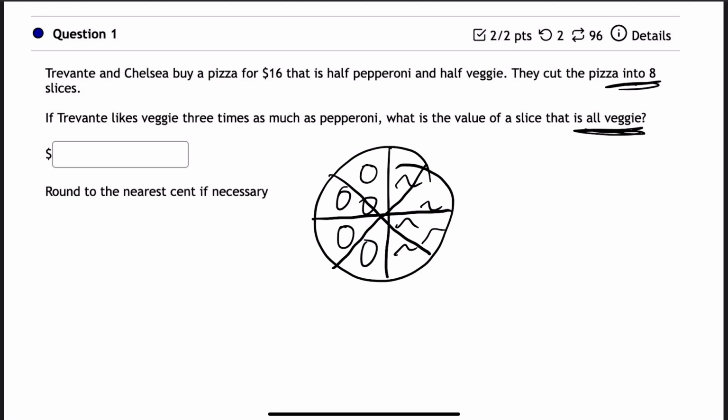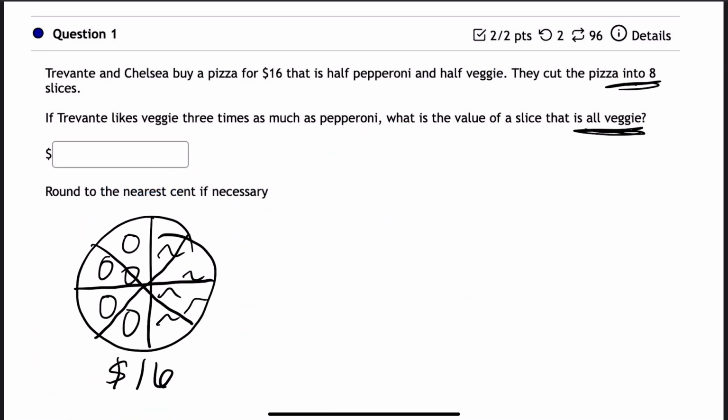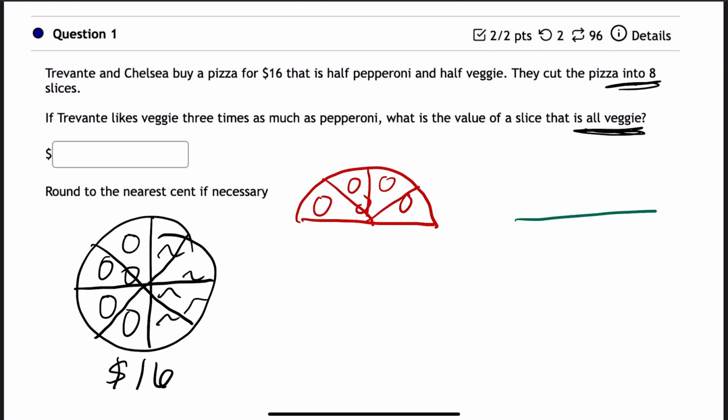And so if we think about each side of the pizza, we know that this pizza total is $16. But we want to think about each half individually. So if I think about the pepperoni, here's a quick little picture of what that might look like. And then I think about the veggie. I'm particularly thinking about Trevante's value of each of these parts of the pizza, so that we can determine how much he might value one slice of veggie.